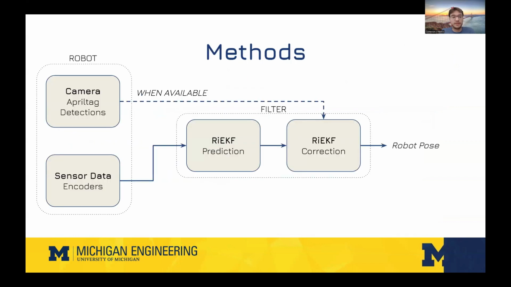So moving quickly into the methods. The general overview of our system is that on our robot, we have our encoders to provide an estimation of our velocity and our odometry, and we have a camera which can detect the AprilTags in the robot frame. The encoder data will be sent into a right invariant extended Kalman filter for the prediction step, and whenever we have an AprilTag detection available, that will go into the correction step of the Kalman filter, outputting a filtered robot pose, which you'll later see is an improvement upon the odometry.